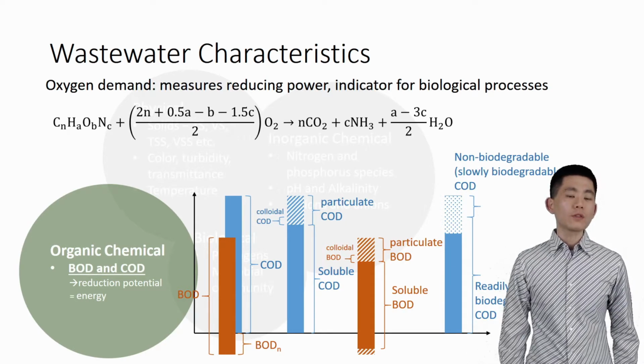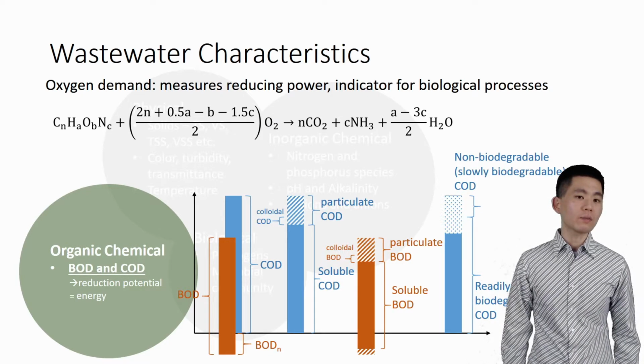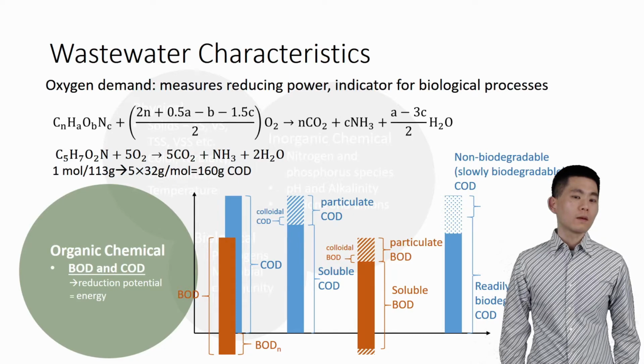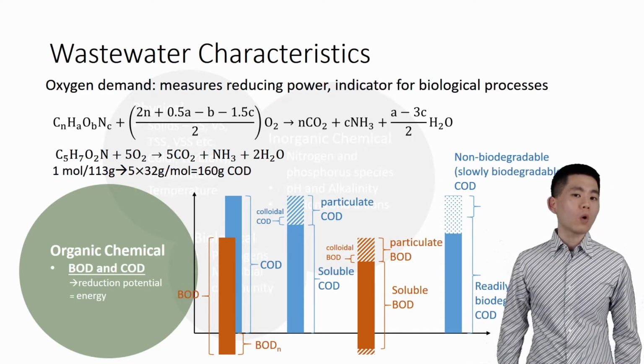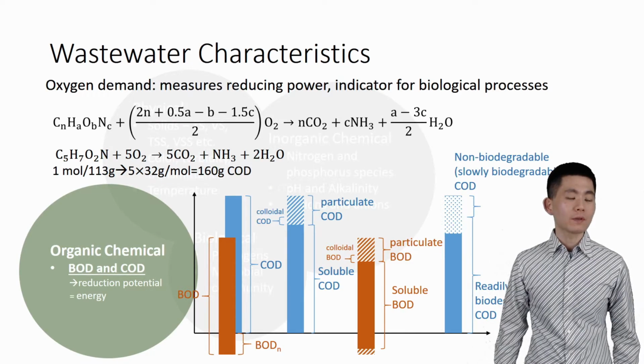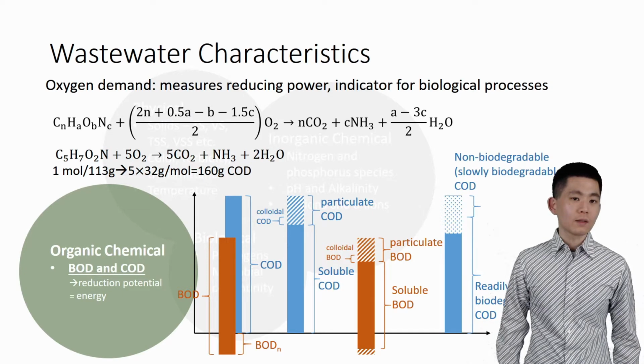There are a few ways of calculating the COD of a given compound. You can use this general expression to calculate the amount of oxygen that's needed, or simply balance the equation as you know that carbon dioxide, ammonia, and water are the products. A quick example, so 1 mole of the empirical biomass, which is 113 grams, requires 5 mole of oxygen to fully oxidize, translating to a COD of 160 grams.